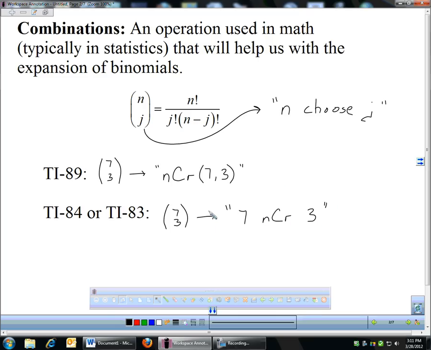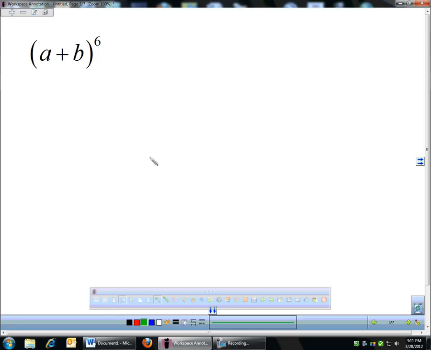Both of those will give you the answer, and I have my calculator here next to me. I like to find those in the catalog. There are other places in the calculator where you can find these commands, but I'm just going to punch mine in the catalog. And 7 choose 3 is 35. I'm not going to ask you to do the formula, but if your calculator explodes or if somebody catches you off guard this weekend while you're at a party or something and asks you to do combinations, you can do that formula.